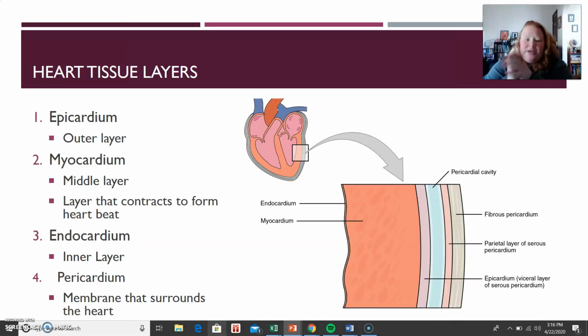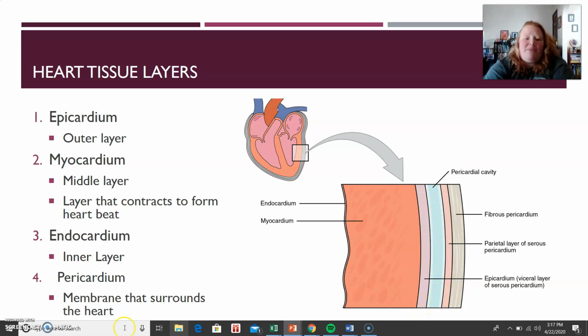Okay, so heart tissue layers. The heart has 3 layers, like many of the other parts that we've talked about. Starting out with your outer layer, you have the epicardium. Epicardium is on the outside. It actually sits just beneath the pericardium. Your pericardium is the membrane that surrounds your heart. And then your pericardium would be here. There's a cavity. And then your epicardium is here.